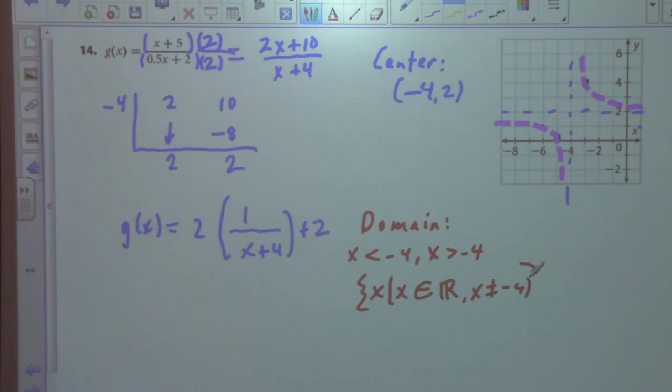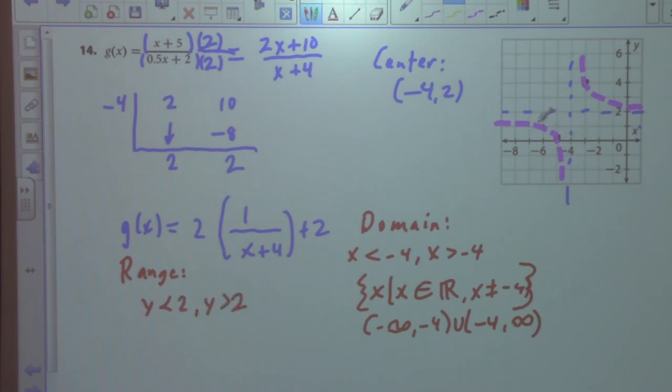And then -infinity, 4 union -4 to infinity. And then over here, range: y is less than 2 and y is greater than 2. y is less than 2, y is greater than 2.